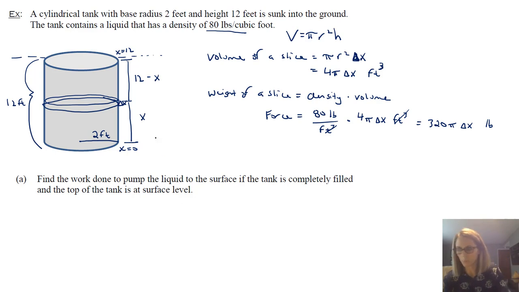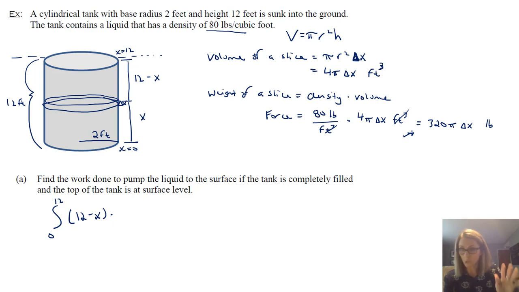We'll look at another example. But in this case, it's completely filled and we're taking it all to the top. So we're going from 0 to 12. And our distance here is similar to the cable. We're going 12 minus x, because wherever x is, that's where we're at in the tank. 12 minus x, and then times what we just found here, which is the 320 pi times delta x.